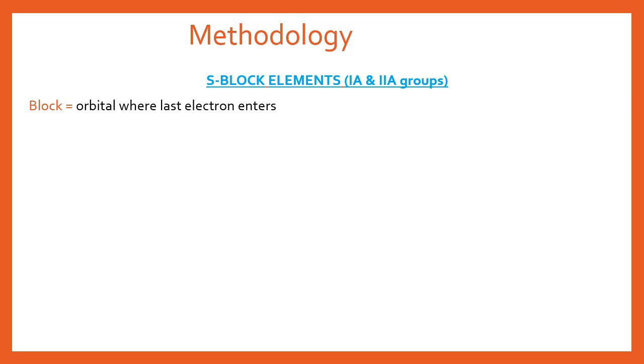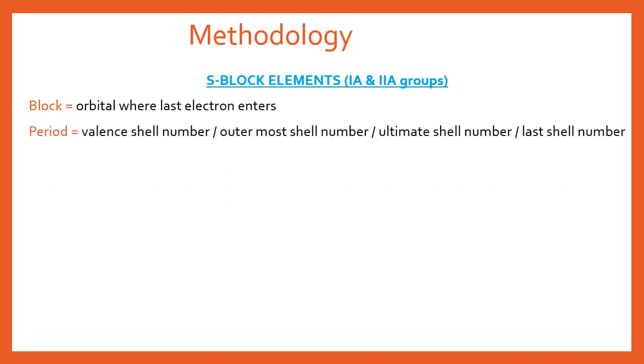When you do the electronic configuration, find where the last electron enters, and that will give you the block of the element. The second is period. Period can be found by looking at the valence shell number, or the outermost shell number, or you can say the ultimate shell number or the last shell number. When you fill up the electrons in an atom according to the electronic configuration rules, you have to see which is the outermost shell of that element. That outermost shell number will give you the period number.